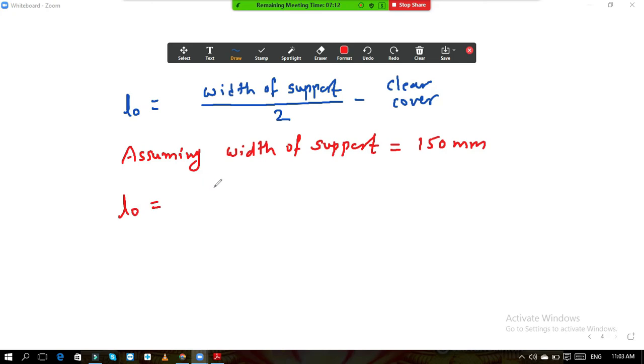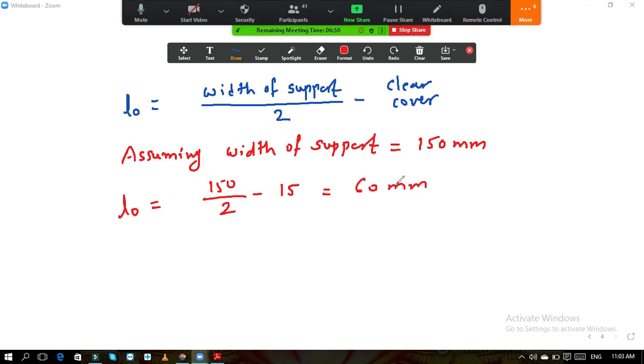So now after assuming the width of support, L0 is equal to 150 by 2 minus our clear cover. What is the clear cover? It is 15 mm. So 150 by 2, 75, 75 minus 15. It is 60 mm. So this is the value of L0.